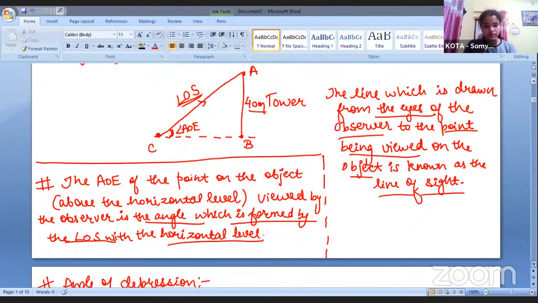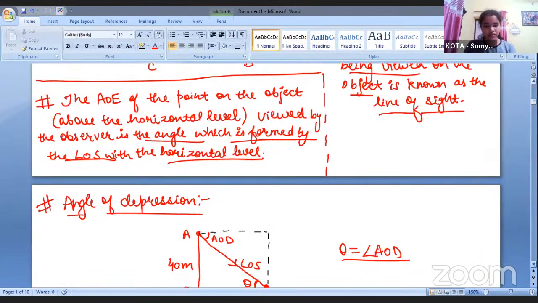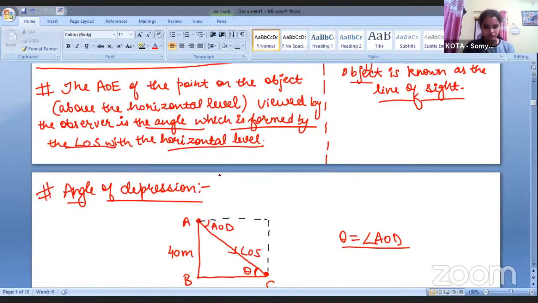Talking about the angle of depression. Let me write it here only.